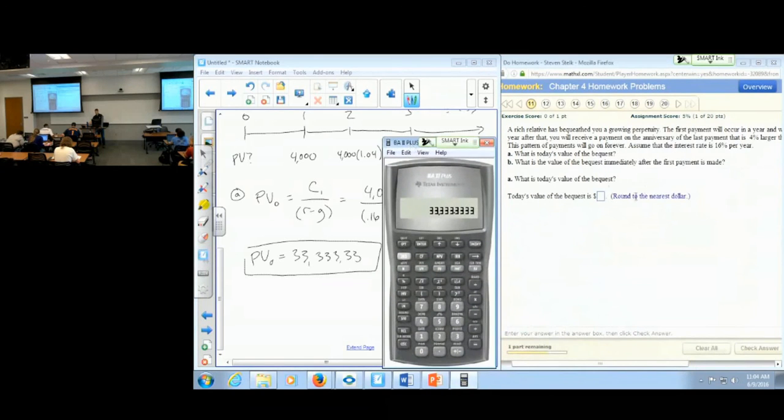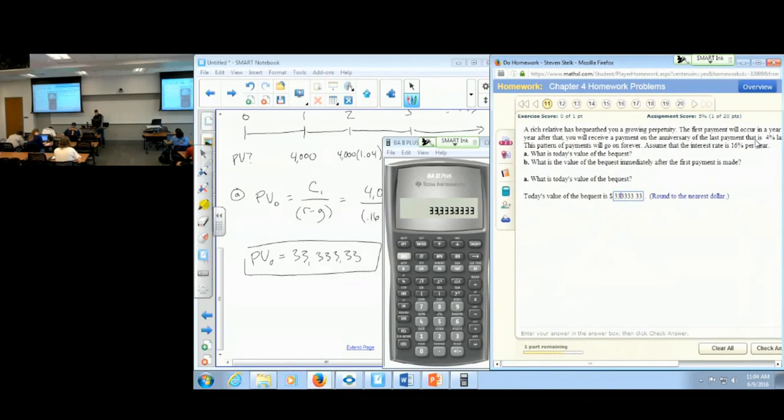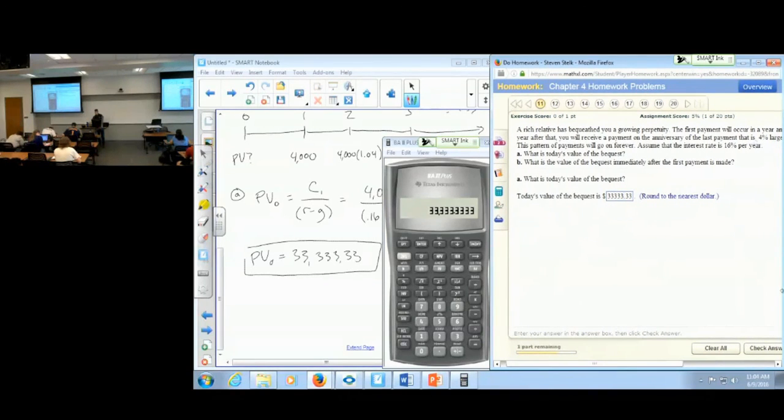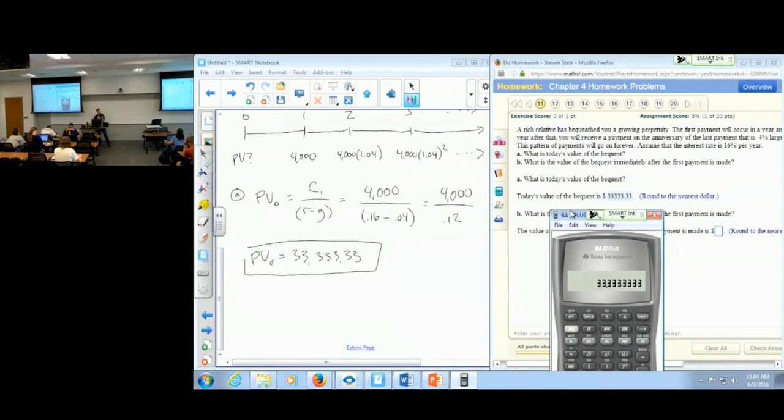So if you wanted to sell this thing today to someone else and you guys decided that 16% was the appropriate discount rate, then it would be worth $33,000 and change. You guys okay with coming up with that number? Good? Okay.